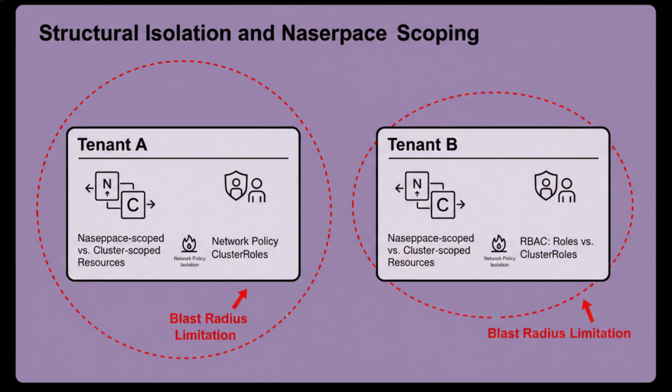Furthermore, we must consider the network layer. Using network policies to isolate tenant traffic ensures that even if an operator is compromised, the blast radius is contained. We are aiming for a design where a failure in tenant A has zero impact on tenant B. This structural isolation is the prerequisite for scaling our custom controllers across a global infrastructure.